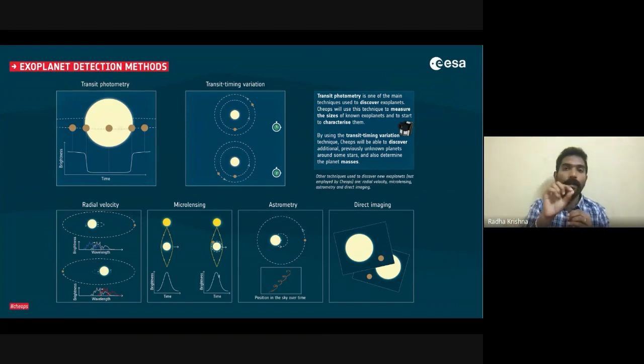So if you have a planet, the planet also acts as a lens, and you can see a little bit of a blip coming when you are seeing the background star. That is what I have shown in the slide also.